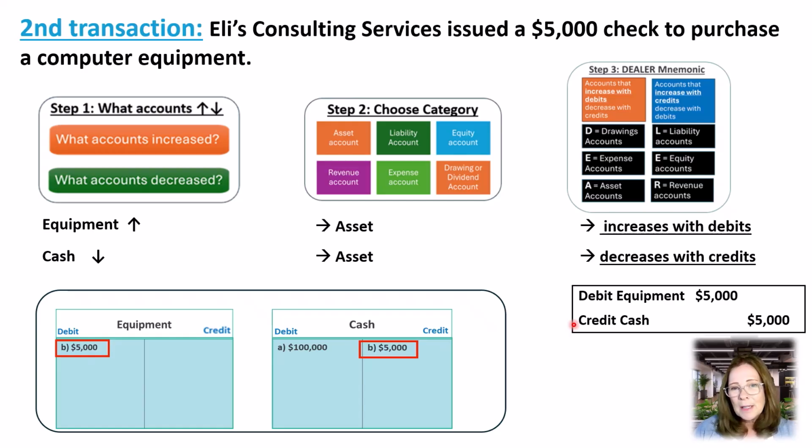How do we write this transaction using T accounts? Well, we create a new T account for equipment with debits on the left and credits on the right. And then we write the transaction ID B and the amount of $5,000 into the debit column of the equipment account. Next, we find the cash account and write the transaction ID B and the amount of $5,000 into the credit column of the cash account. And we're ready for transaction number 3.